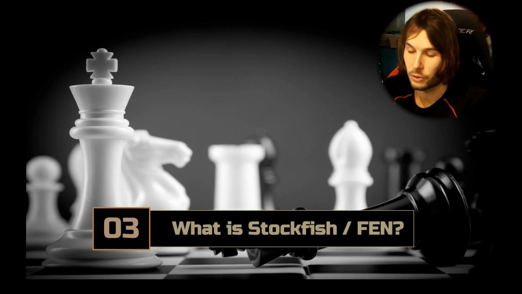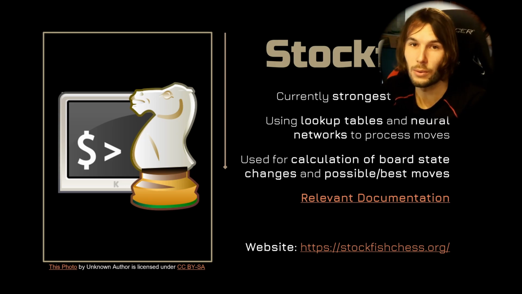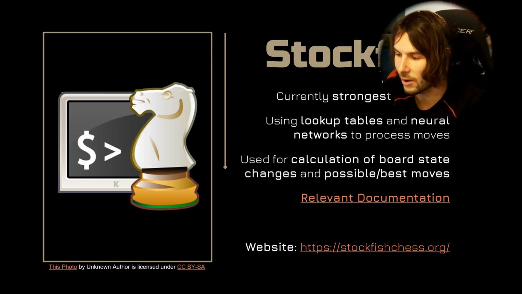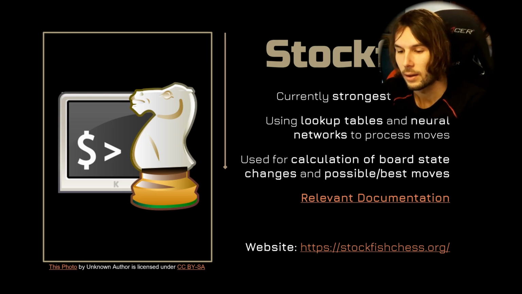Now, what is Stockfish and what is FEN? So Stockfish is currently the strongest chess AI. It uses lookup tables and neural networks to process moves. That's why it's so good. It's also very, very efficient in terms of time and processing stuff. So it's perfect for our usage. That's exactly why we use it for the calculation of the board state changes and the possible best moves.